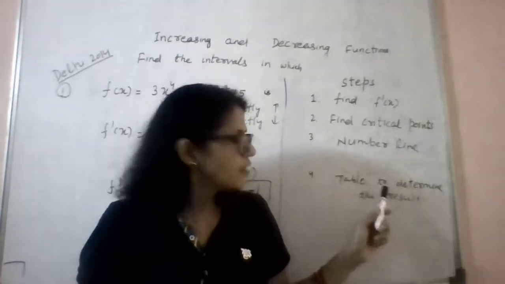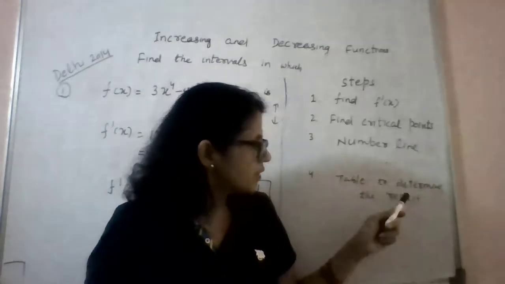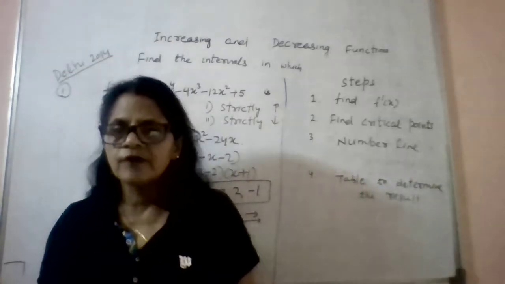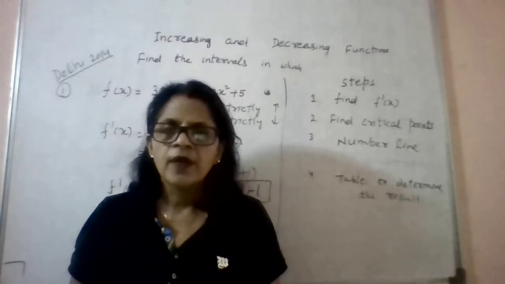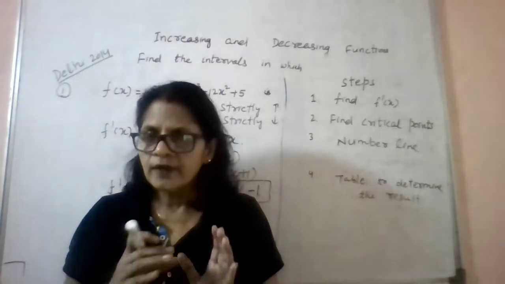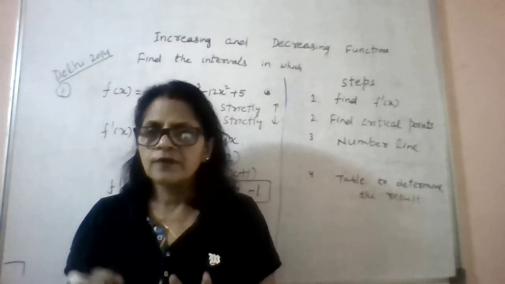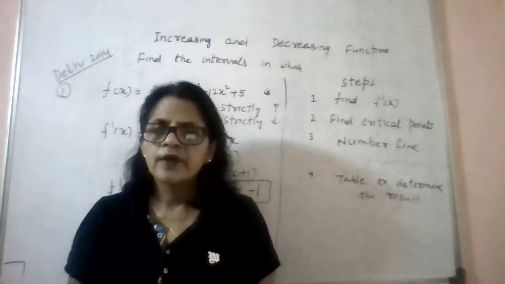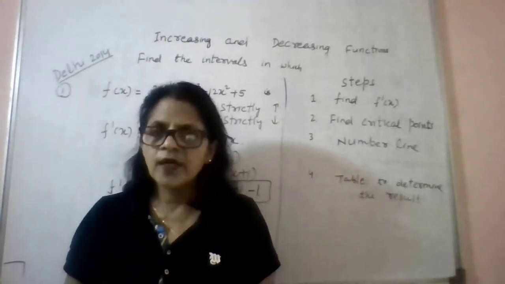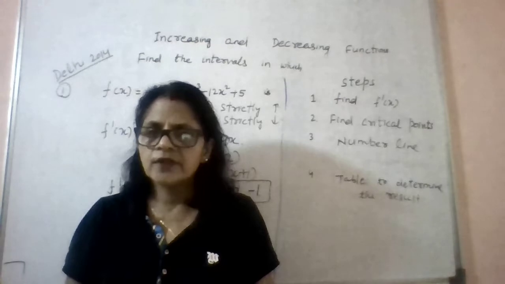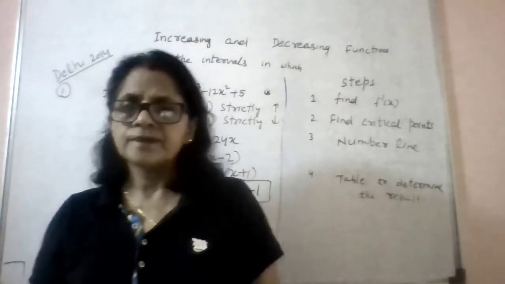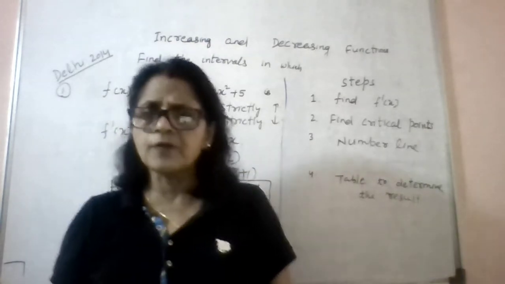Last step is getting the table to determine the result. It means writing these intervals in tabular form, and at each interval we have to test whether f dash x is greater than 0 or less than 0, so that we can determine whether the function is strictly increasing or strictly decreasing. So let's get ready to solve some questions.